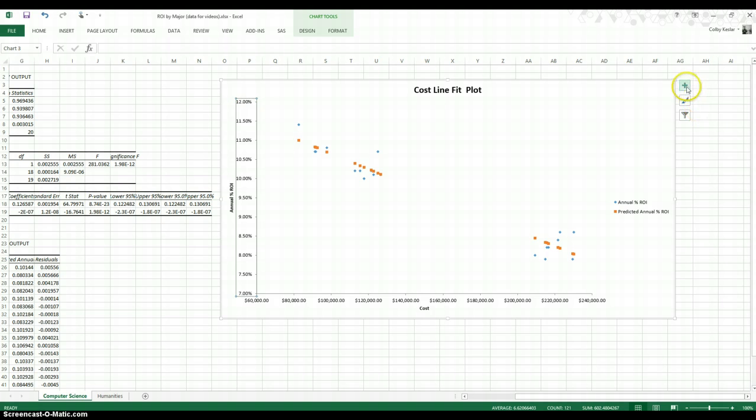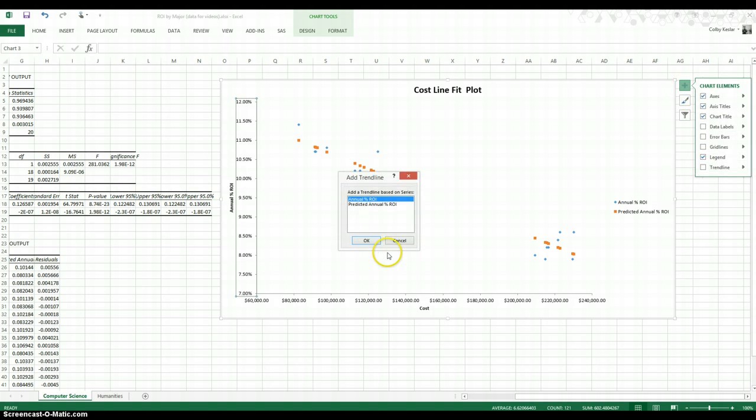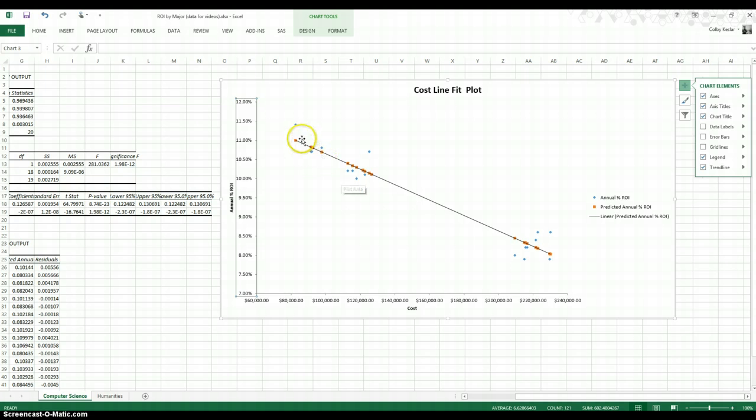So to get our trend line, let's click plus and then select the trend line box. We want the predicted annual percentage ROI. That's going to be the trend line we want. And that connects all of those orange squares. So this is what our regression line is predicting based on our data.